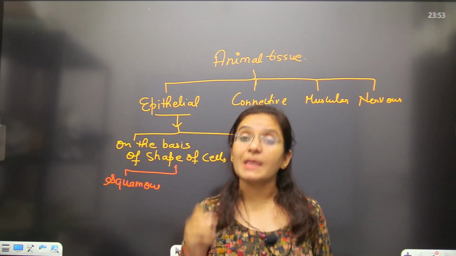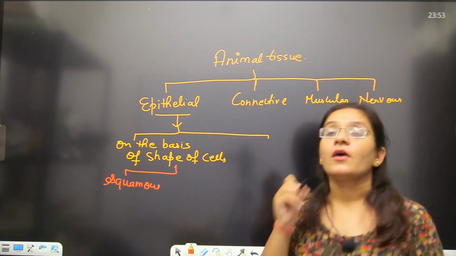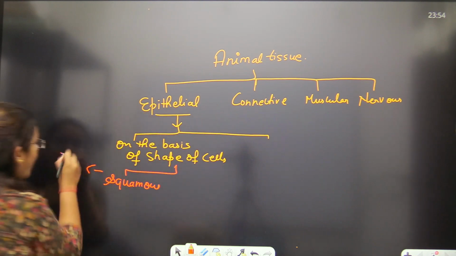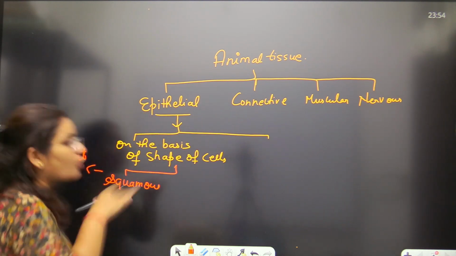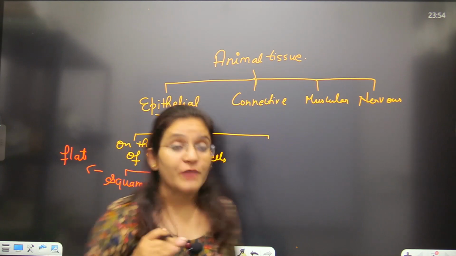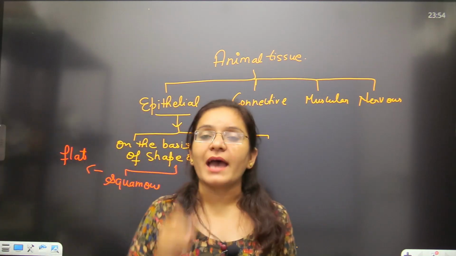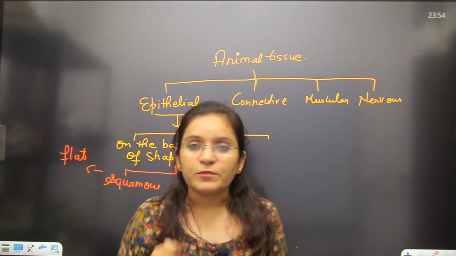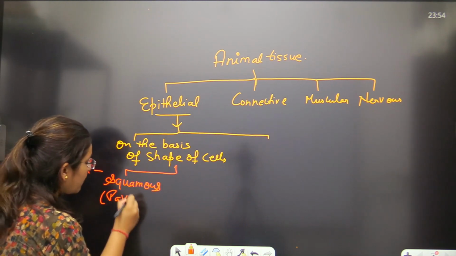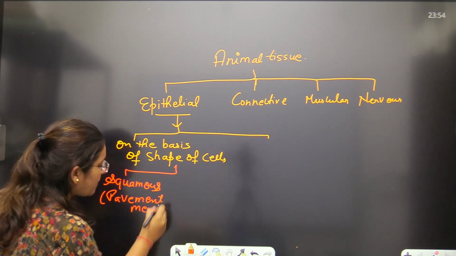What does the squamous epithelium mean? The squamous epithelium means when the cells are flat shaped, square shaped, flat cell shape, and appear as the tiles on a floor. They appear like tiles laid on a floor. They appear like this, flat shape cells, as the tiles on the floor. That's why they form, so what word do we use for it? They form pavement membrane.